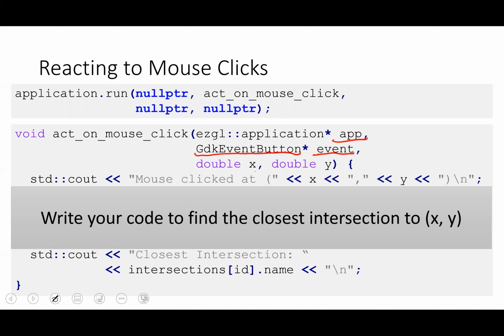And then the most important thing is you're told the X and the Y. So where did the person click? This is in world coordinates. So with the coordinate system we chose, meters on the surface of the Earth, that's what you're going to get passed back. Okay?